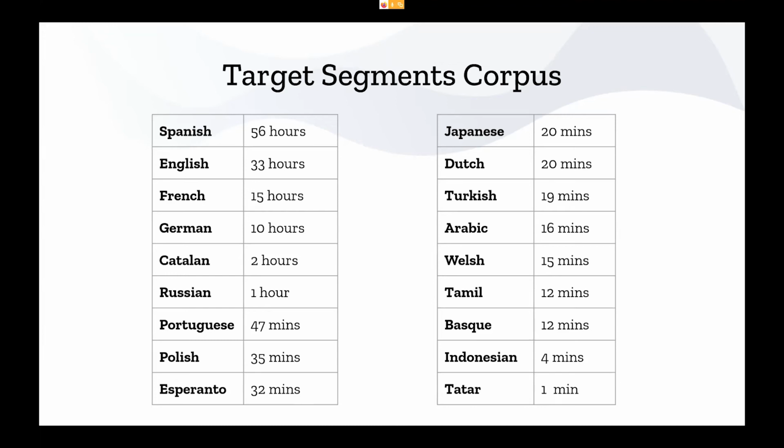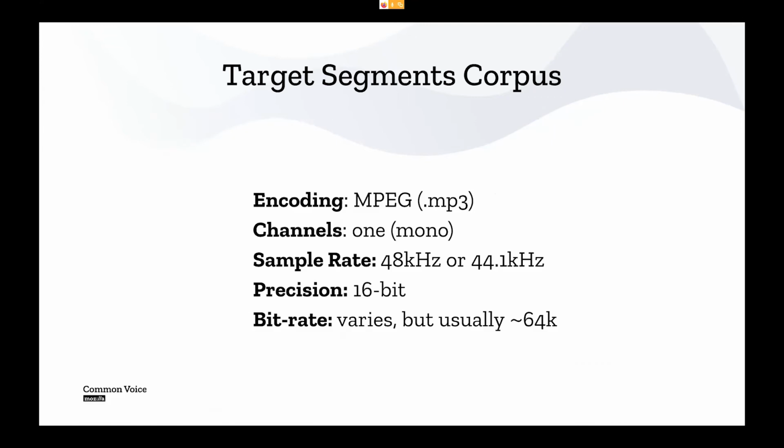So the audio, what does it look like? These are MP3 files. They have one channel. They have a sampling rate of either 48 kilohertz or 44.1 kilohertz, 16-bit, and the bit rate does vary, but it's usually around 64K. And one common question that we get is, why are you using MP3s? Why aren't you using WAV files? MP3s are lossy, WAVs are lossless.